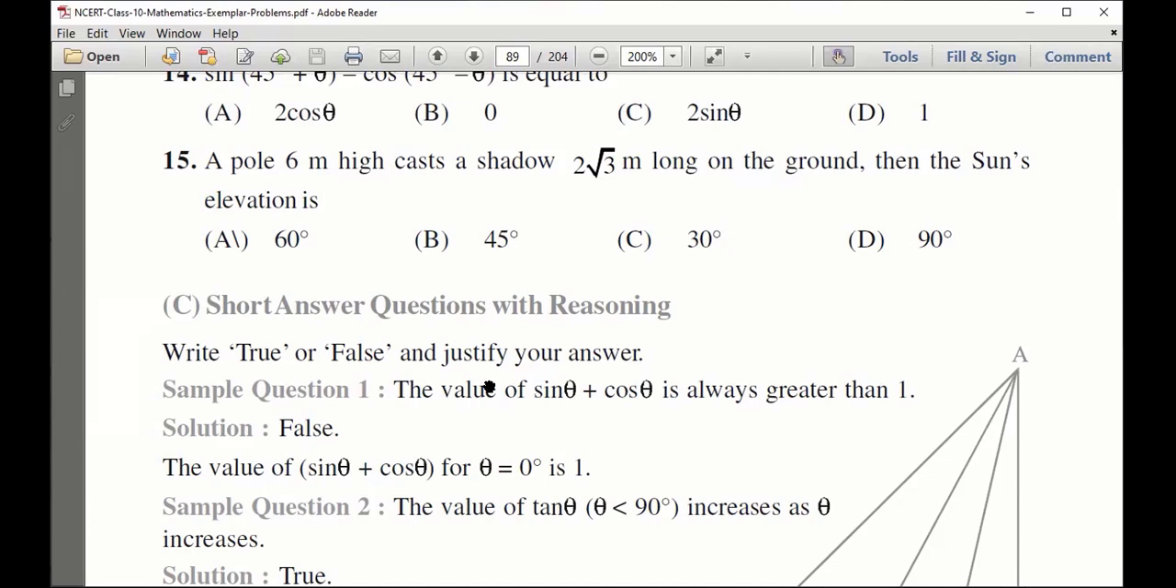We'll do this in elevation anyway. We'll do heights and distances in one of our classes where we do all those questions, application of trigonometry, okay? It's part of this course, we'll do that. But if you want to do this small, easy question orally, tan theta is perpendicular by base. Perpendicular is 6 meter. Base is 2 root 3. So this by this is tan theta. So 6 by 2 root 3 is 3 by root 3. So it is root 3, 60 degree, sorry, 60 degree. Because 3 by root 3 is root 3.